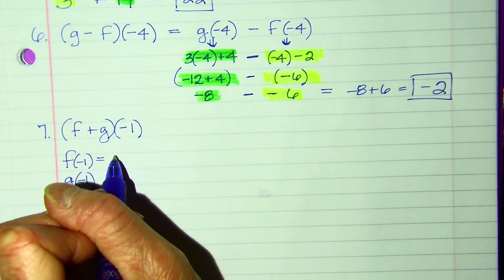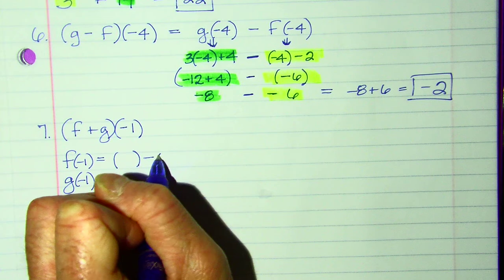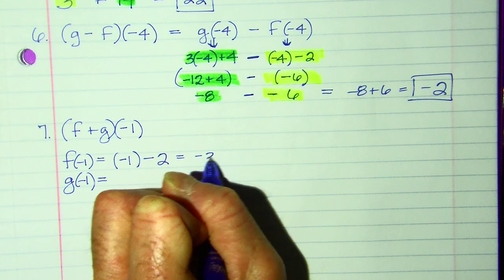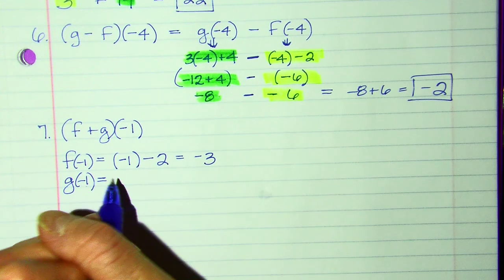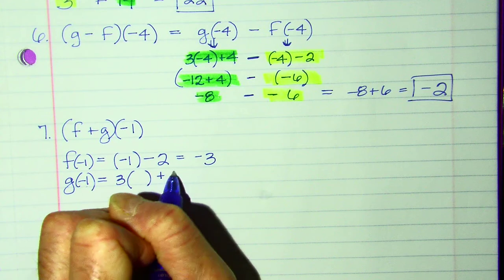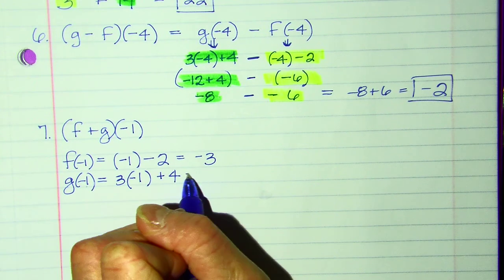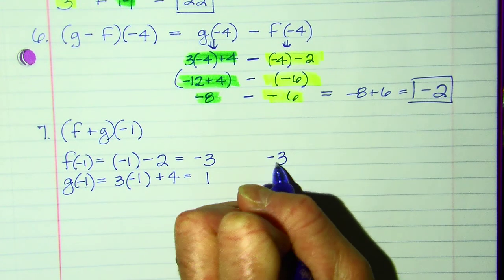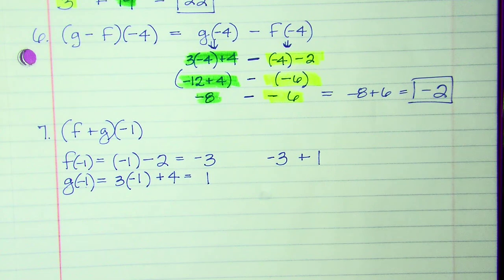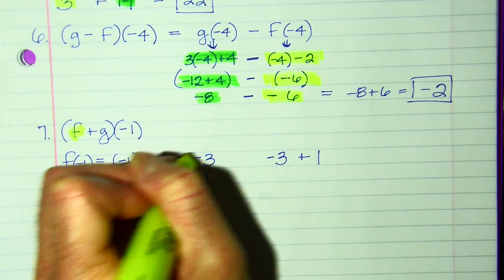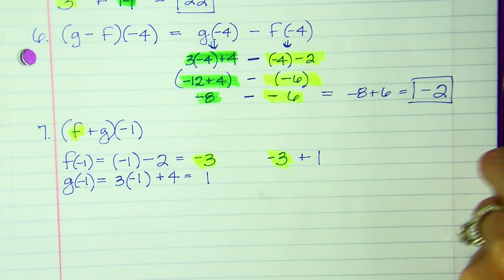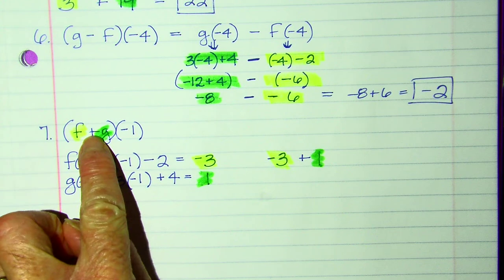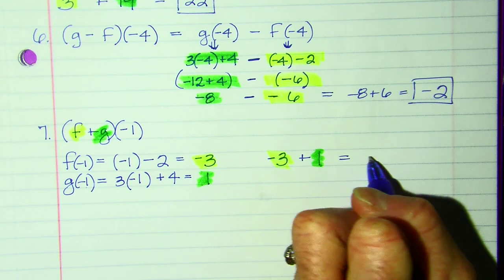So f at negative 1 would be the function of f, which is x minus 2, but I'm plugging in a negative 1, and that gives me negative 3. If I plug negative 1 into g, that's 3 times negative 1 plus 4. I'm plugging in negative 1. That gives me negative 3 plus 4, which is 1. And then I'm going to take their results, f plus g. So notice I have my answer from f and my answer from g, and I'm adding them. And so my final answer here is negative 2.